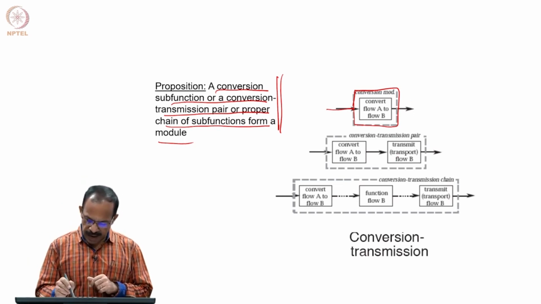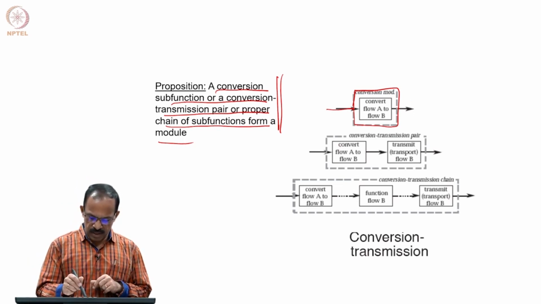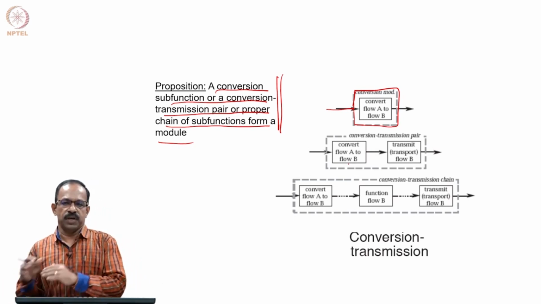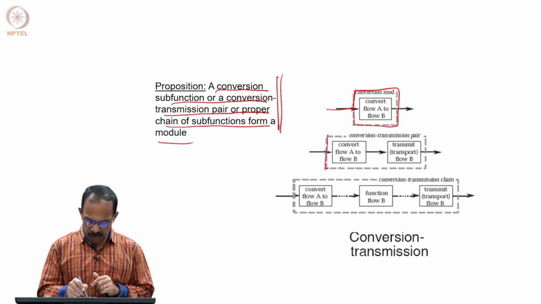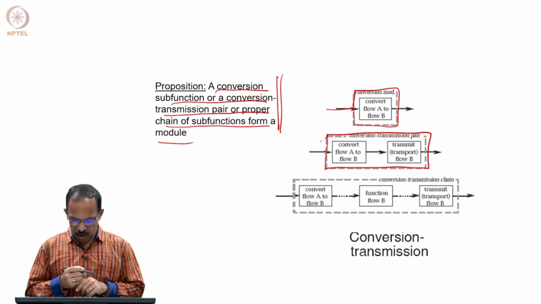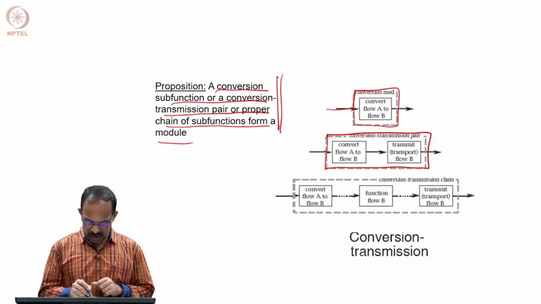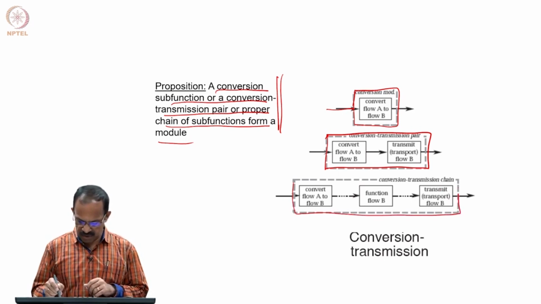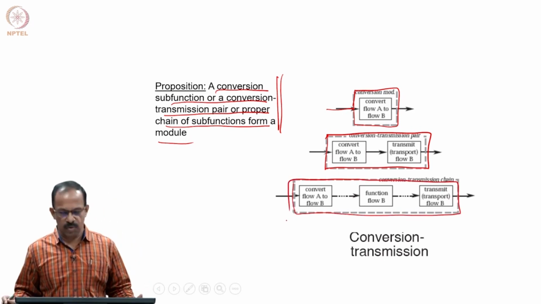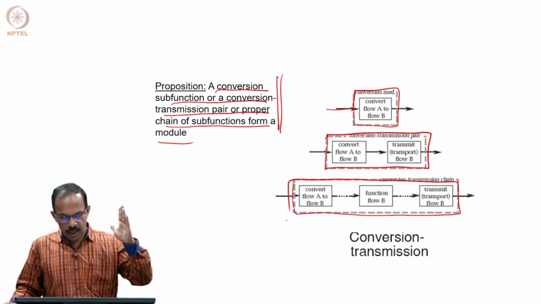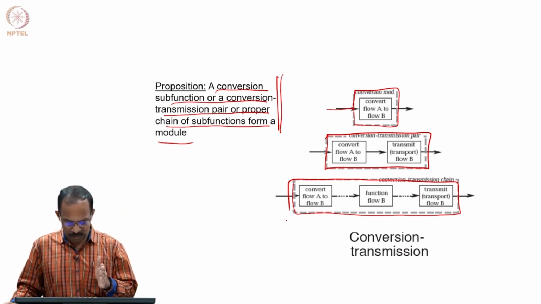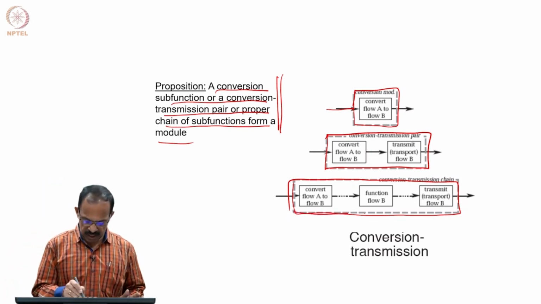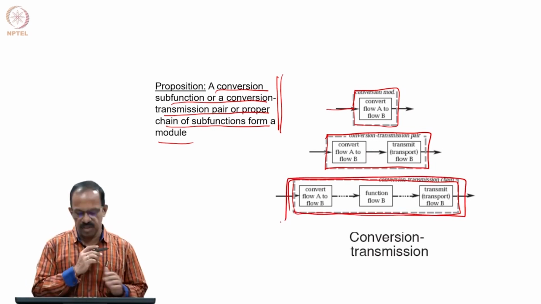Or there is a conversion and then transmission, that is, you convert flow A to flow B, that is, from electrical energy to mechanical energy, and then transmit torque. So, that will be the conversion transmission pair. Or you can actually have a combination of these: converts, then another flow, then again transmit. That also can be considered as a conversion transmission chain. So, you have conversion, then it passes through some function, again it gets transmitted, and that also can be considered as a module. So, this is the conversion transmission chain.